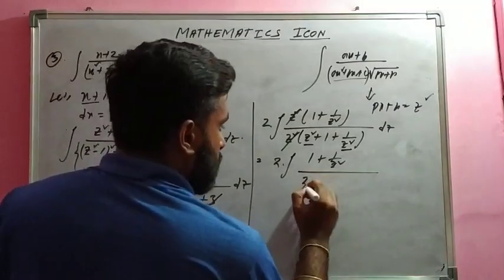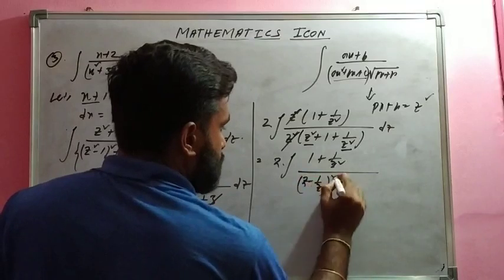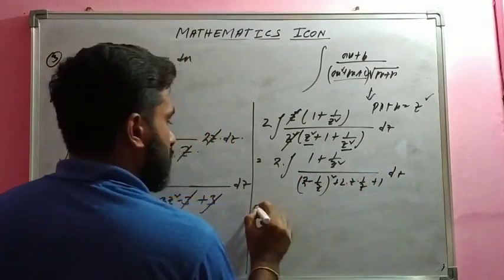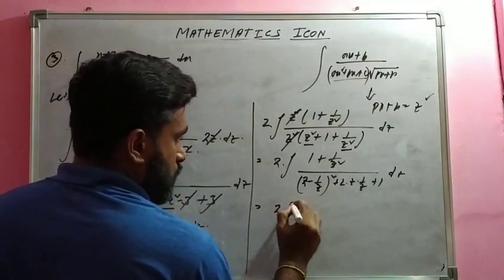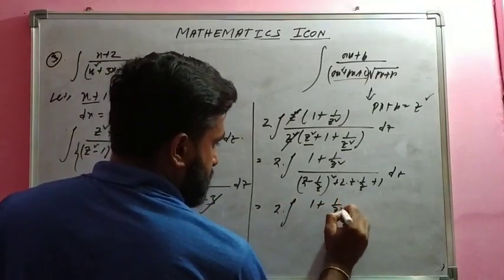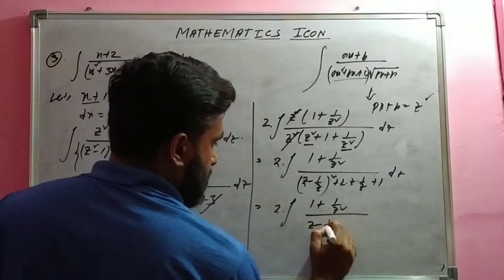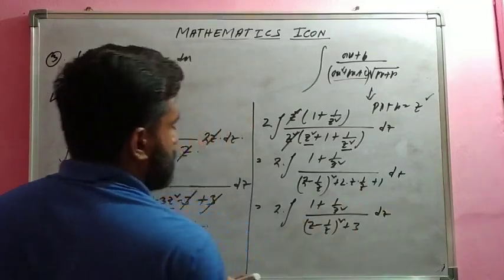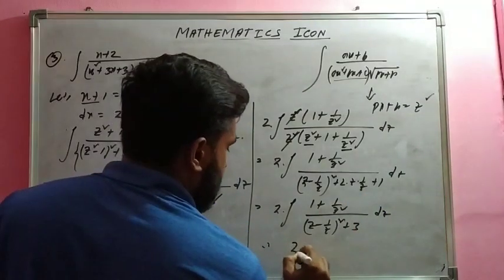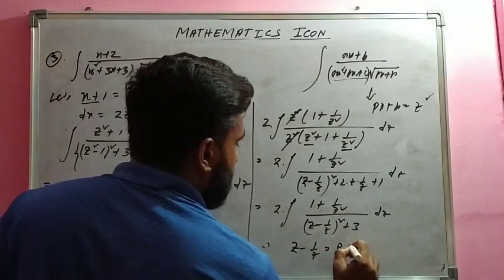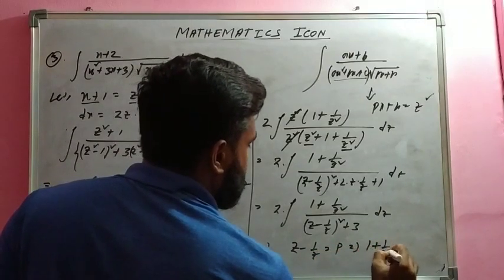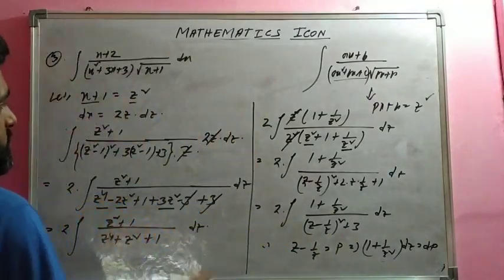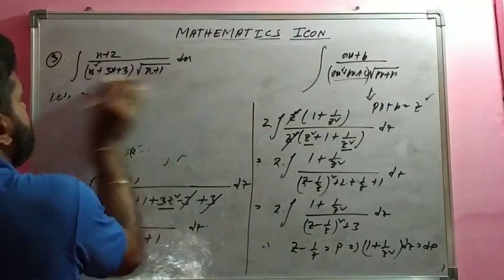That means what formula? Z minus 1 by z whole square plus 2 into z into 1 by z plus 1 dz. Just like that. Okay, so that means 2 1 plus 1 by z square और इधर आएगा z minus 1 by z whole square plus 3 dz. Now you can substitute z minus 1 by z को आप p ले सकते हैं, 1 plus 1 by z square dz equals to dp. Agree? Just like that. Okay?